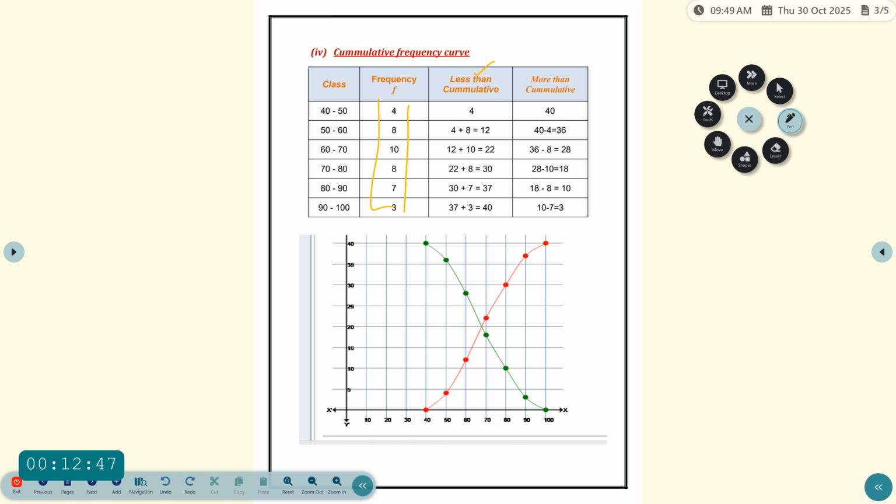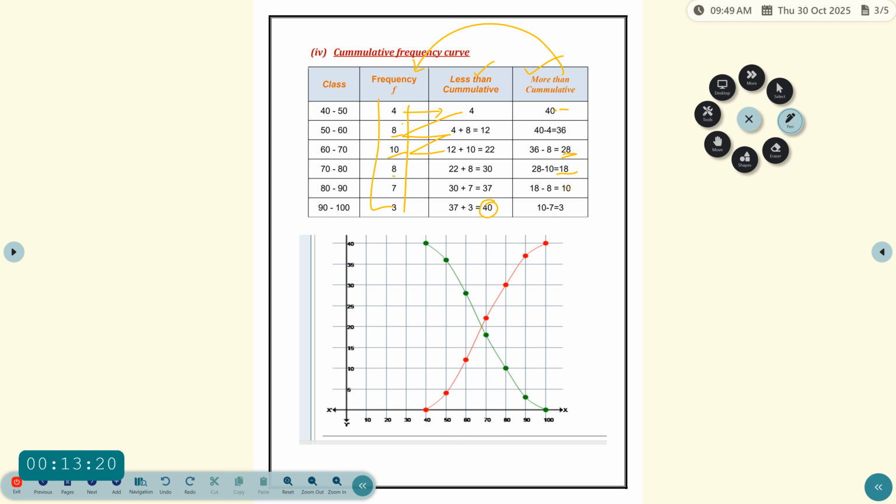We have to add two more columns for finding less than cumulative and more than cumulative. For less than cumulative, start from the starting frequency 4, then 4 plus 8 is 12, 12 plus 10 is 22. Likewise, we compute less than cumulative. For more than cumulative, the last value 40 is taken in the front. Then 40 minus the frequency: 40 minus 4 is 36, 36 minus 8 is 28, 28 minus 10 is 18, and then 18 minus 8 is 10, 10 minus 7 is 3. So, less than cumulative and more than cumulative are calculated.